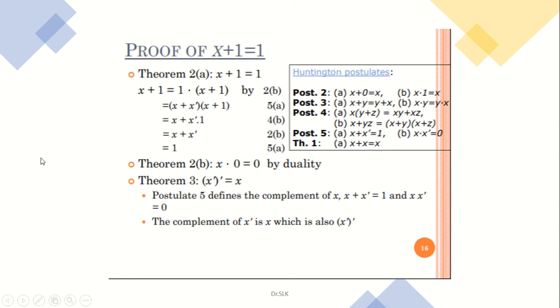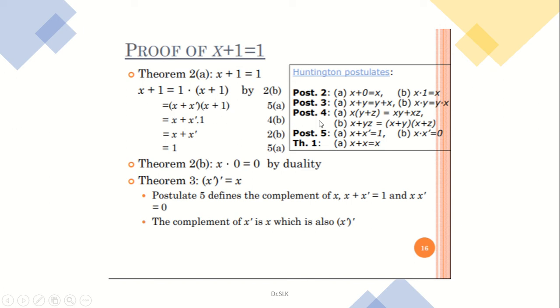How this could be proved: x plus 1, when you pre-multiply that with 1, gives 1 into x plus 1 by postulate number 2b. When a number is multiplied with the identity element 1, the number itself will come. So x plus 1 could be given as 1 into x plus 1. Now instead of that 1, you could replace it by postulate number 5a, so it is given as x plus x dash into x plus 1.